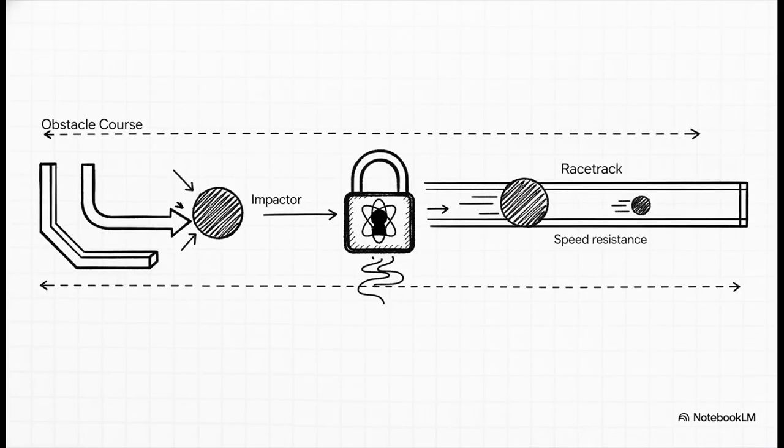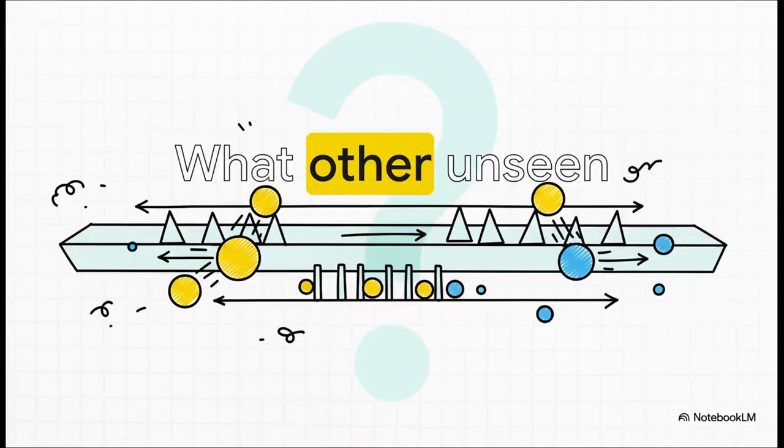So you see, it doesn't matter if it's an obstacle course or a racetrack. The secret ingredient is the same for both. A particle's inertia, its stubbornness, its refusal to change speed quickly. That's the secret code that lets us sort a world that's completely invisible to the naked eye. It's a really powerful concept when you think about it. This one simple principle, inertia, brings order to a hidden universe.